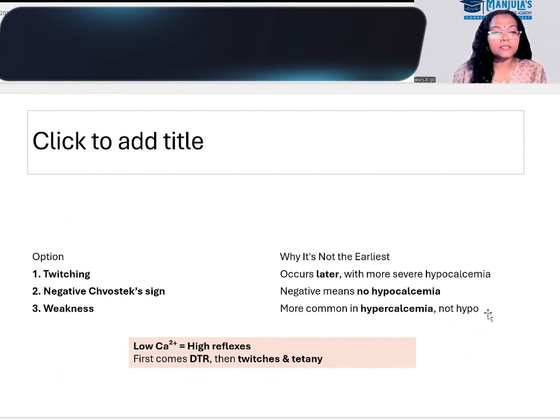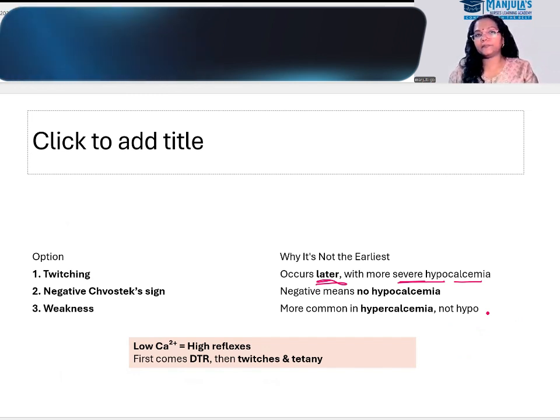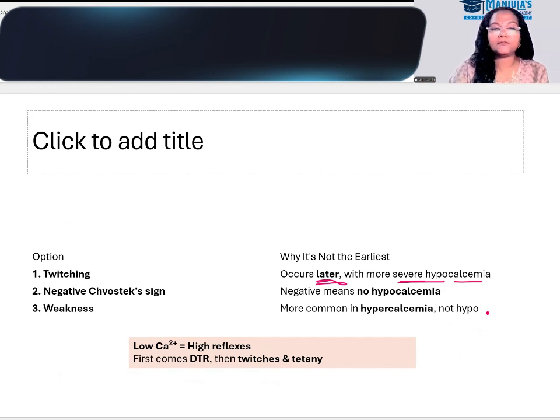So what were the other options? Twitching. Twitching occurs later, and it is with severe hypocalcemia. So as the calcium level drops further, then you get twitching. Before that, you get increased deep tendon reflex.